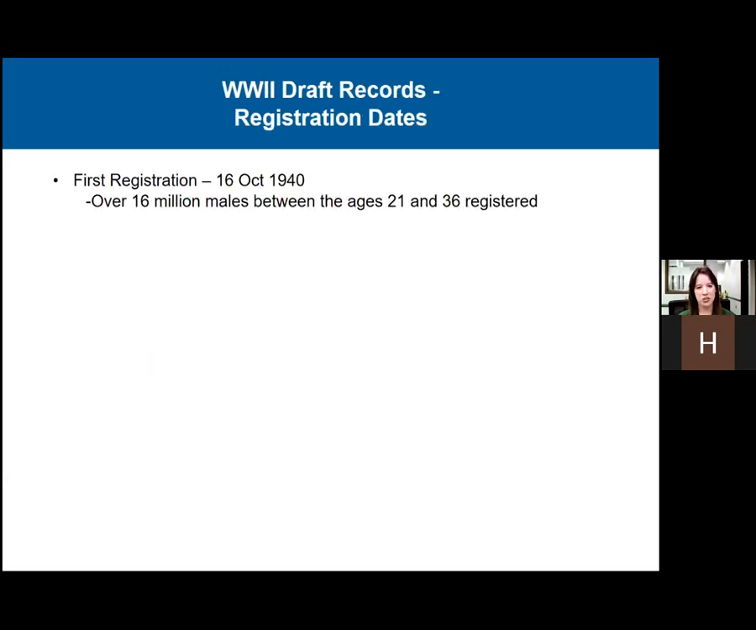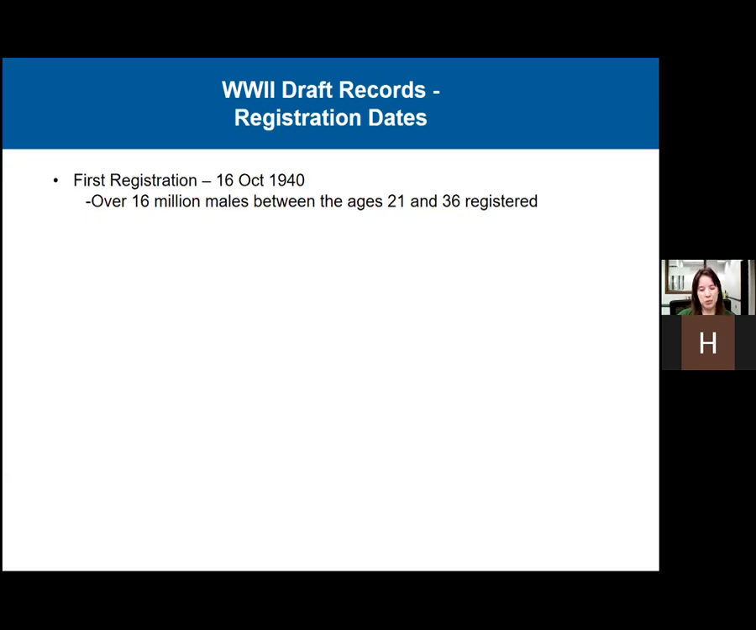So a few more registration dates that might help you with your research include the first registration that occurred October 16th, 1940. Over 16 million men were registered between the ages of 21 and 36.